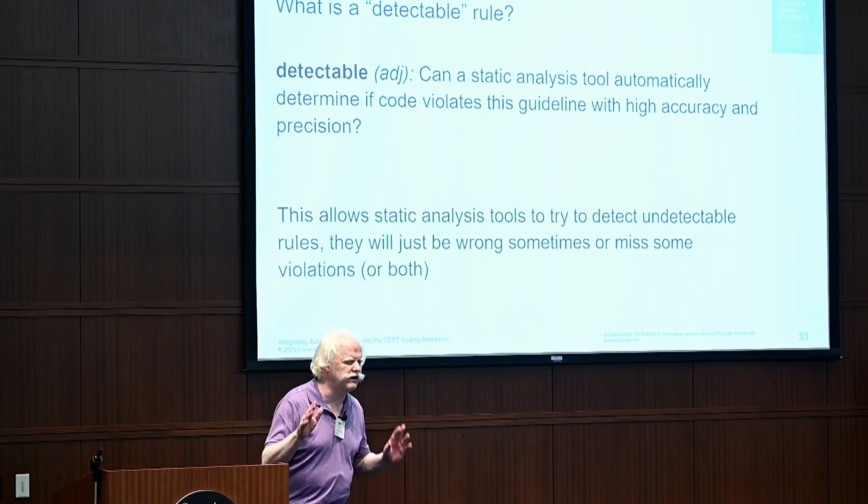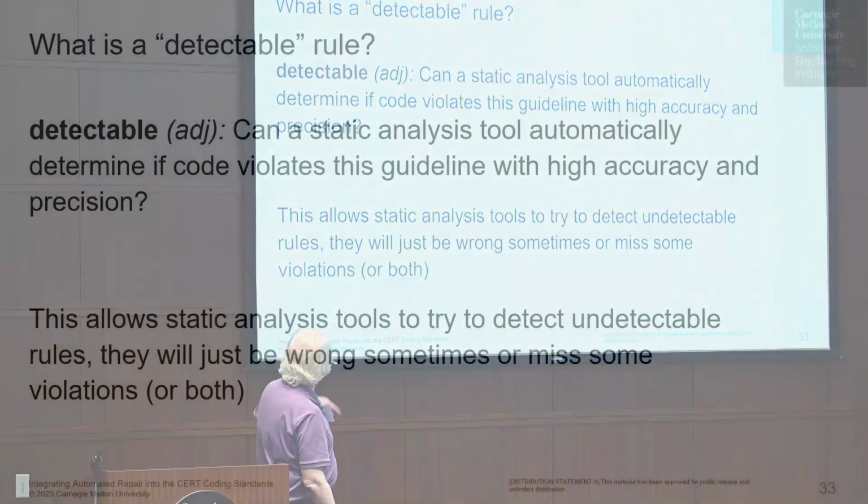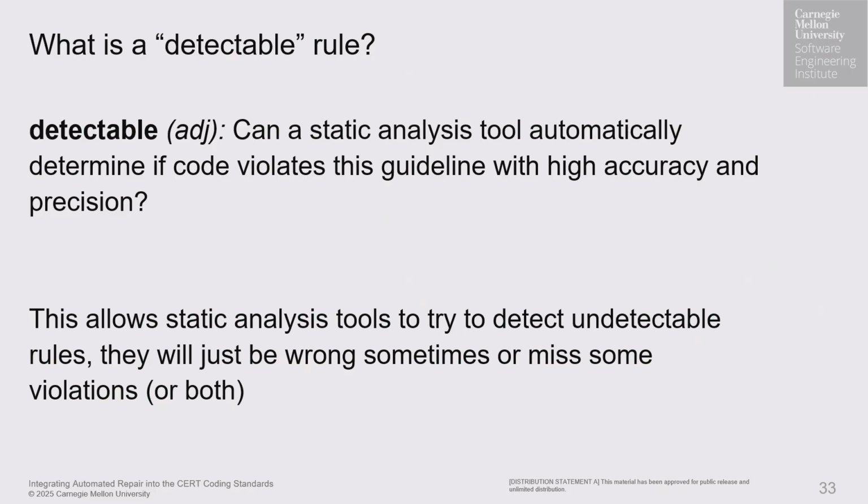So what we've done is we've updated our definitions for detectable and repairable. Now, the definition of detectable says, can a static analysis tool determine if code violates the guideline with high accuracy and precision? In other words, is there an algorithm that will determine, if the code violates the guideline, that has no false positives and no false negatives?